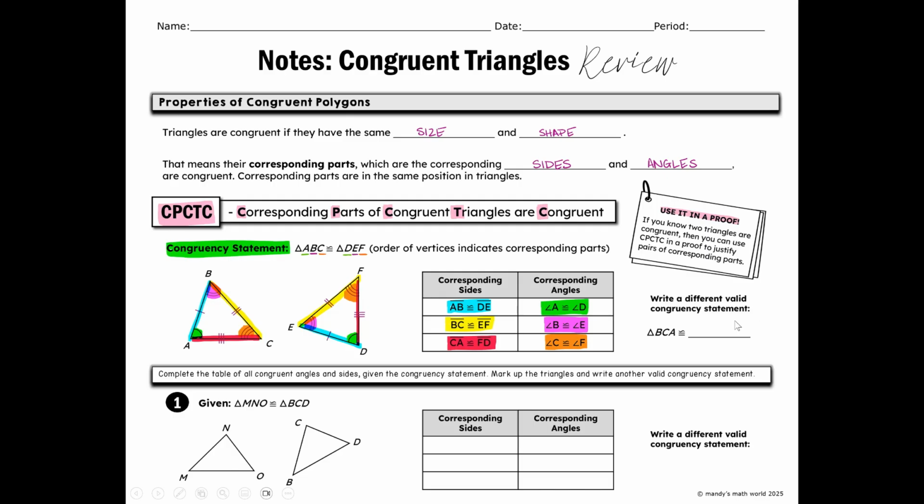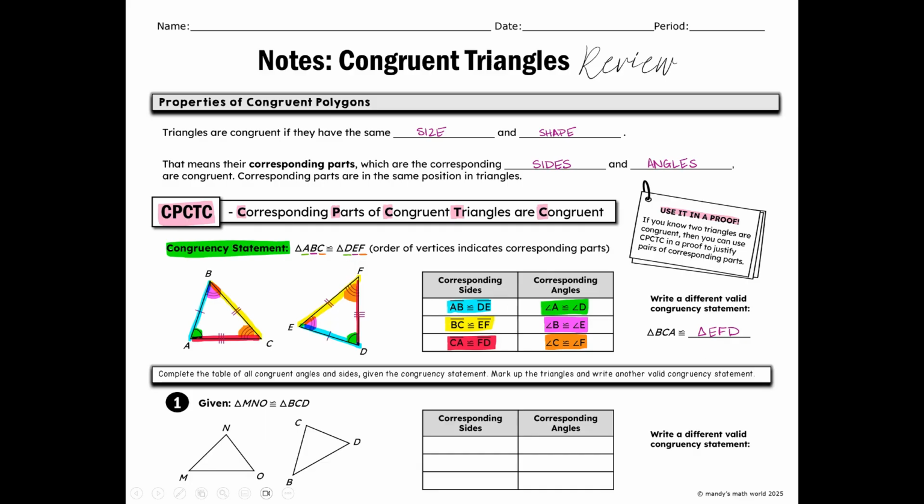Now let's try to write a different valid congruency statement. Let's just write this differently. If I call this triangle BCA, then what would the second half of my statement look like if I wanted it to be a valid congruency statement? BCA is the second, third, and then first. Well, then the second half of that statement should be triangle EFD.